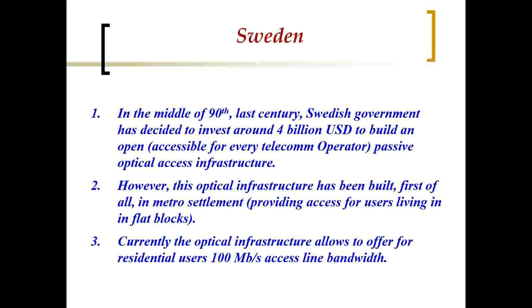Of course, this optical infrastructure has been built as a first stage in metro settlement. It was providing access for users living in flat blocks. Currently, the optical infrastructure allows to offer residential users 100 megabits per second access line bandwidth, which is the fiber to the home technology here. The second example of a world leader in ICT projects is Japan.